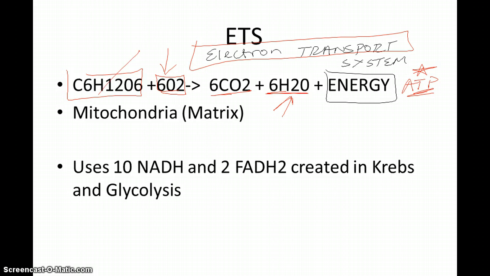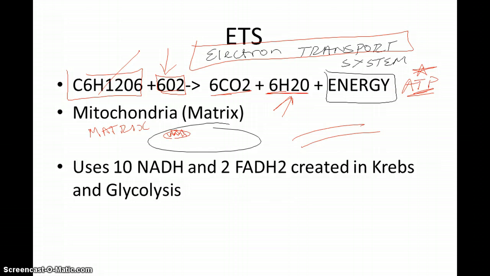Now, this takes place in the mitochondria. If we draw a cell here, and here's the mitochondria. The mitochondria has these tiny grooves in between, and this is where ETS takes place, in a part of the mitochondria known as the matrix, which if zoomed in looks something like that, just hollow grooves, and hydrogens can pass through here.